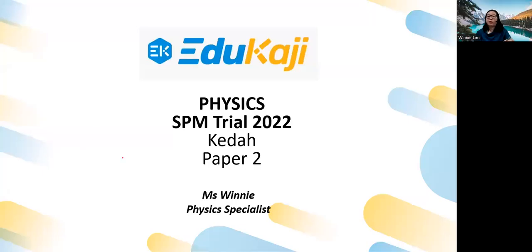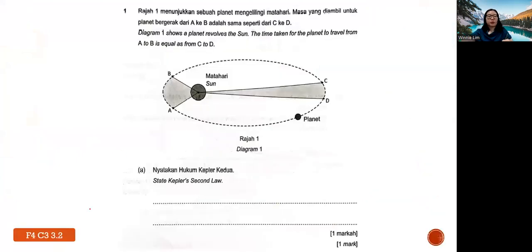Today we will cover Physics SPM Trial 2022 for Kedah Paper 2. Okay, the first question is under a Form 4 topic, which is gravitation on Kepler's law. Diagram 1 shows a planet revolving around the sun. The time taken for the planet to travel from A to B is equal to that from C to D. State Kepler's second law.